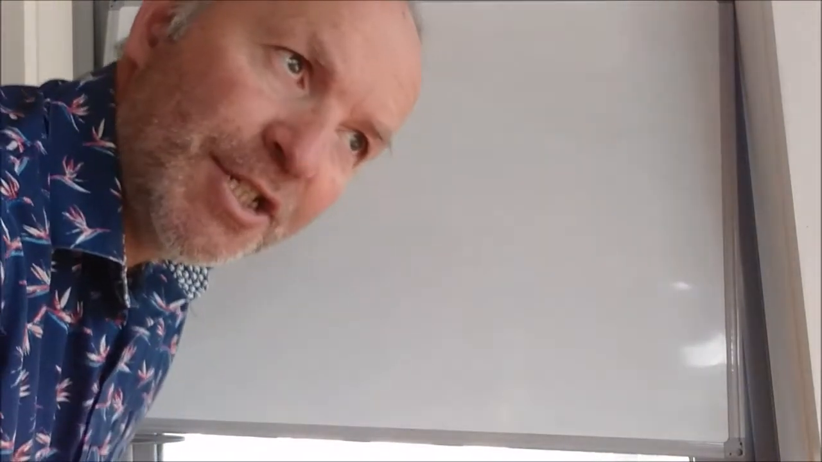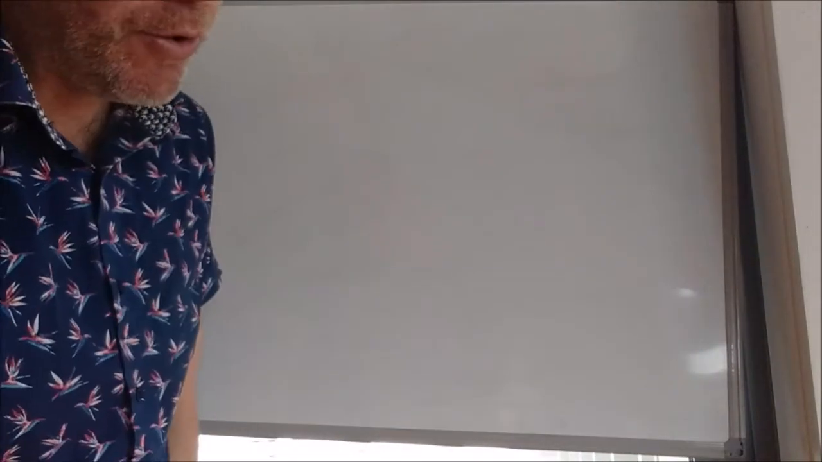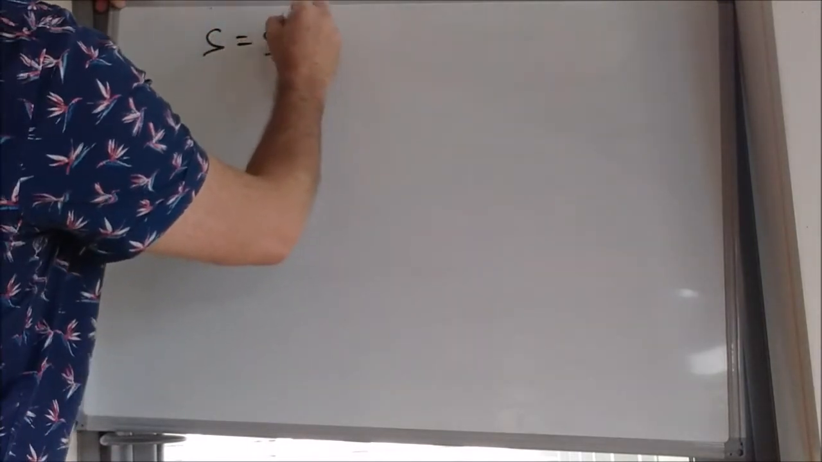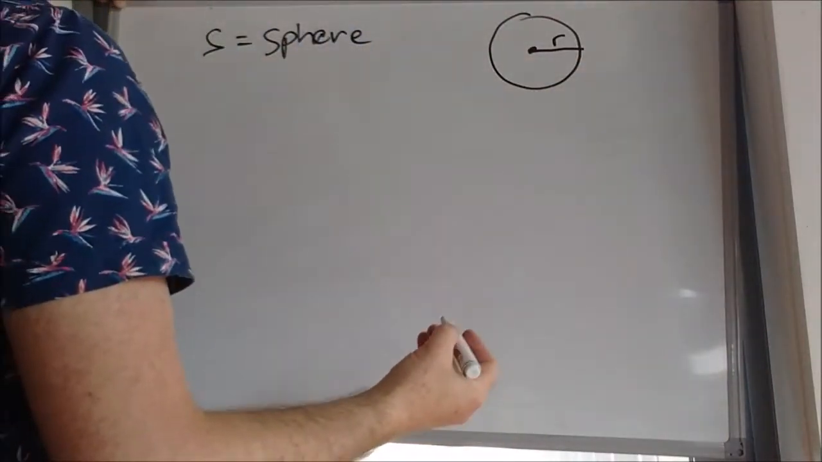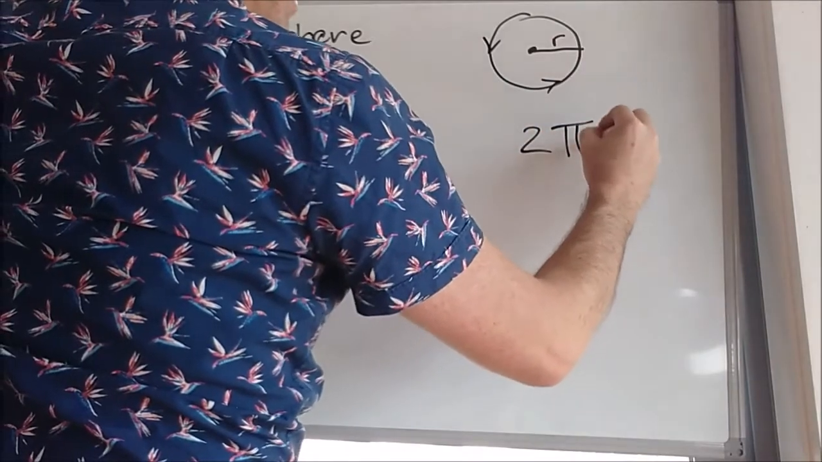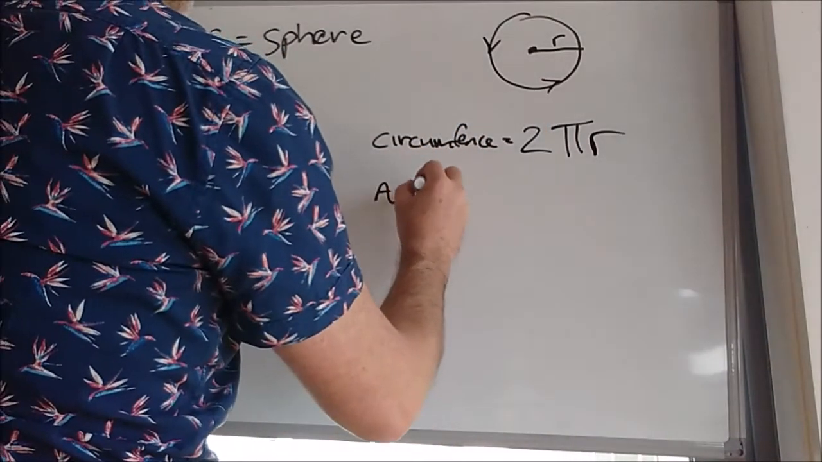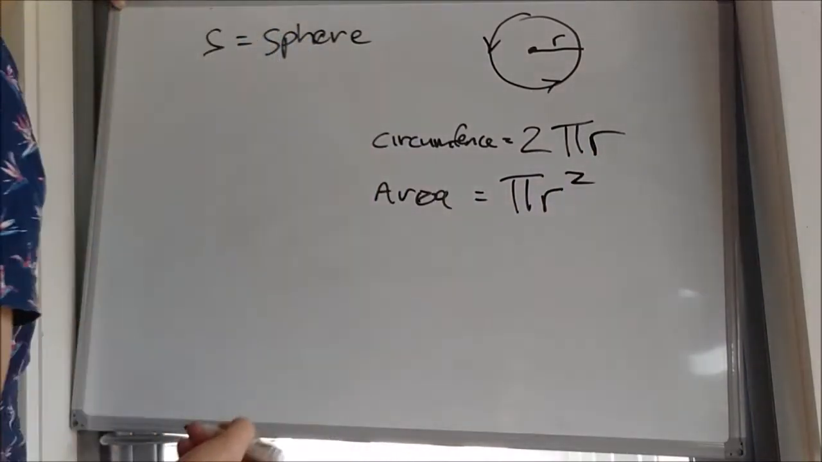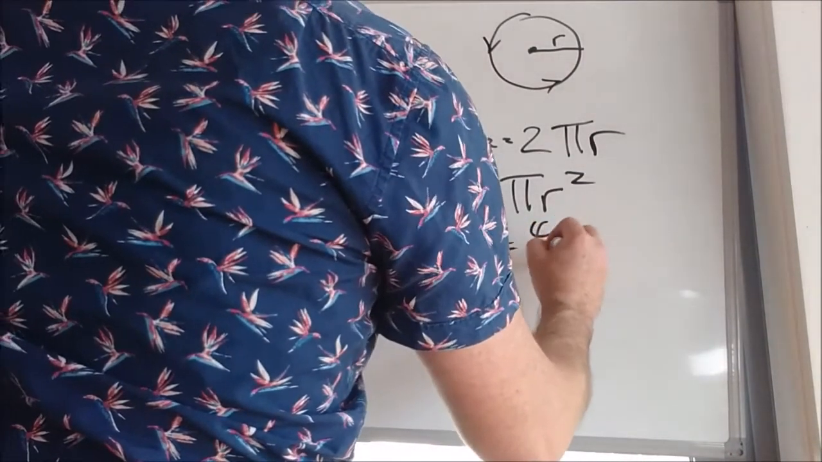So we're going to look at the orbital geometry now in relation to the periodic table. So I'm just going to start looking at the s orbitals. So s equals sphere, okay, where you have a radius, you have a circumference, so 2 pi r. You have an area equals pi r squared. And we also have a volume, okay, which equals 4/3 pi r cubed.